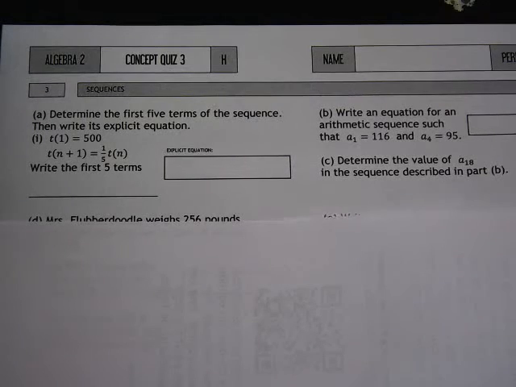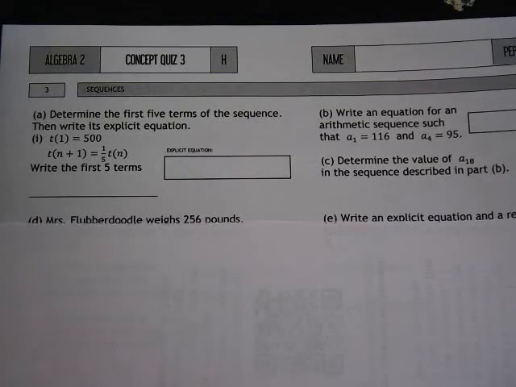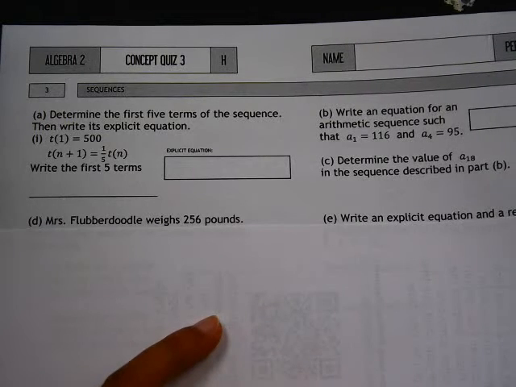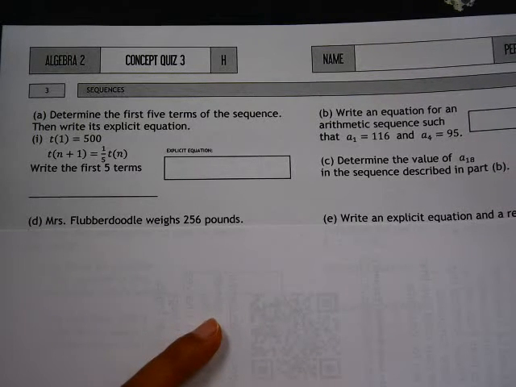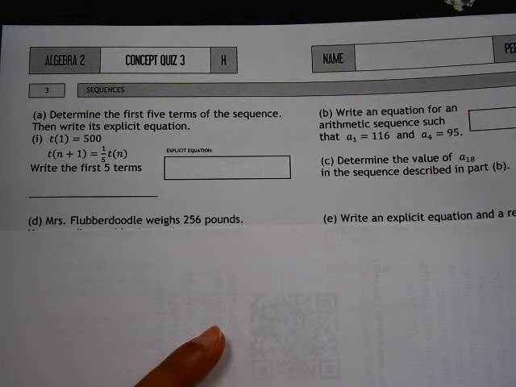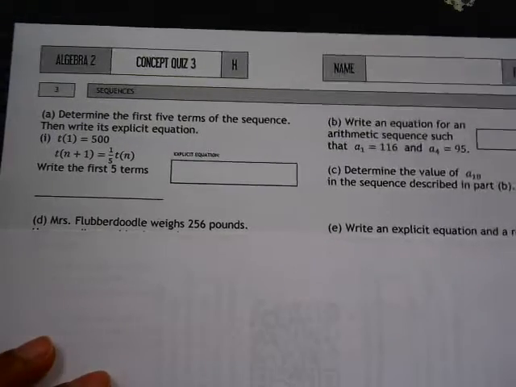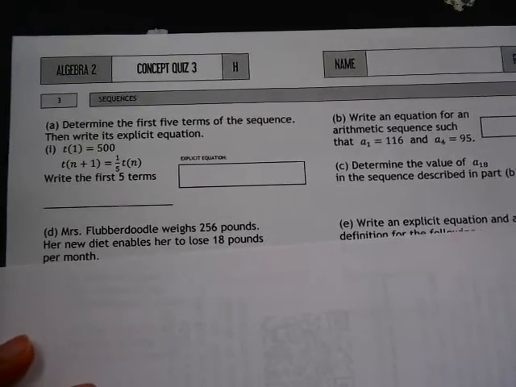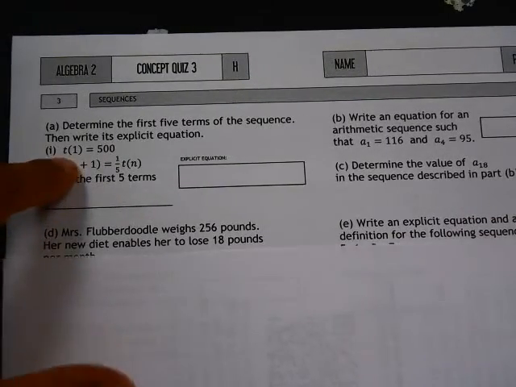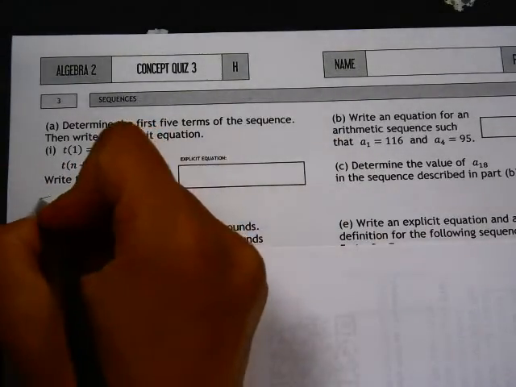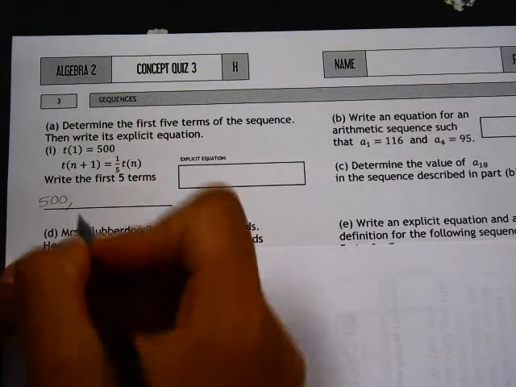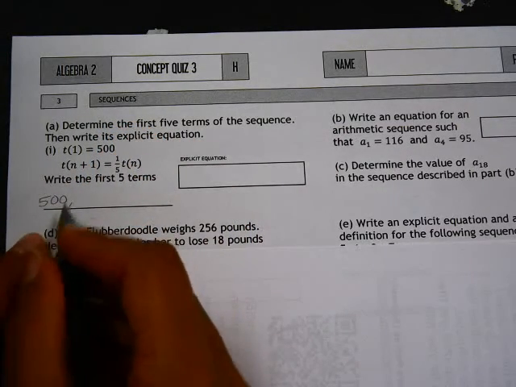This is the practice quiz for concept 3. And let's look at part A. Determine the first 5 terms of the sequence, then write its explicit equation. So we're given t of 1 equals 500. So I know that the first term is 500. I need 4 additional terms.